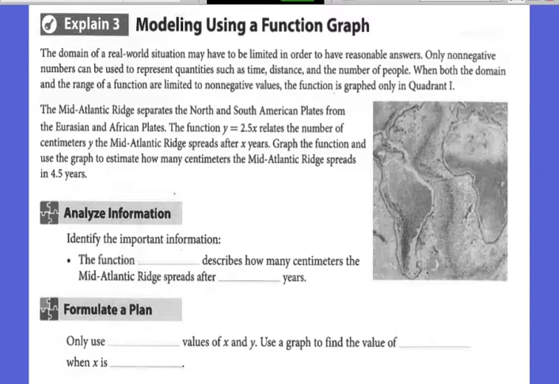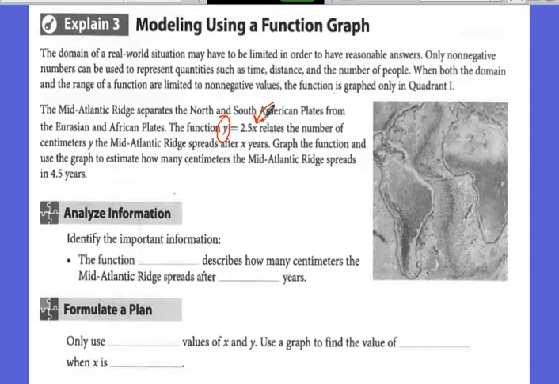All right, so the Mid-Atlantic Ridge separates the North and South American plates from the Eurasian and African plates. The function y equals 2.5x relates the number of centimeters y the Mid-Atlantic Ridge spreads after x years. So it's saying that this is how far it splits after this many years. Graph the function and use the graph to estimate how many centimeters the Mid-Atlantic Ridge spreads in 4.5 years.